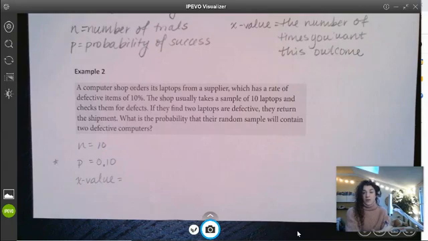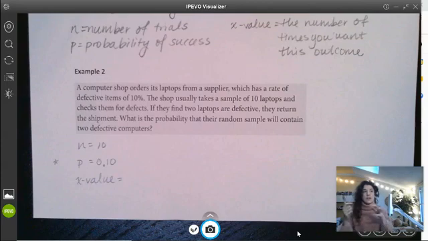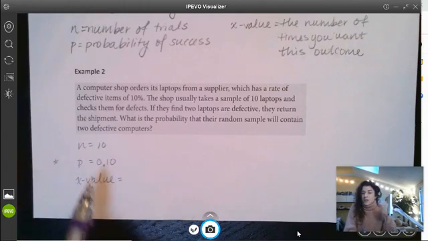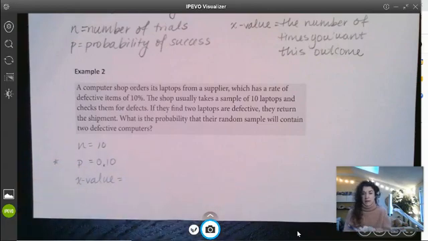The X value is how many times we want this outcome to occur. What is the probability that the random sample will contain 2 defective computers? Realize I've just read you the same sentence 3 separate times, looking for 3 different things. This is a strategy when you're trying to figure out what you're doing: focus on one variable at a time. I knew that I needed this in order to plug it into my calculator.